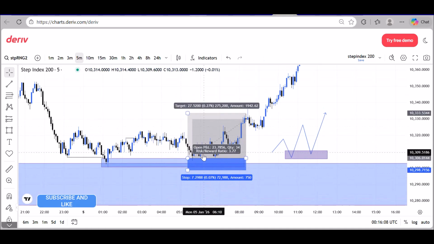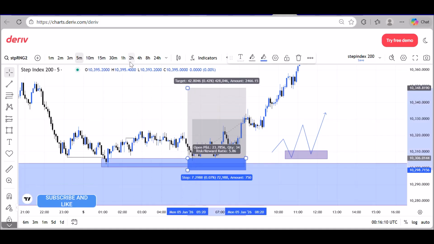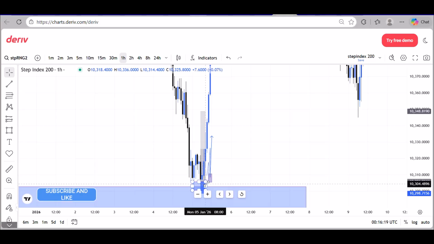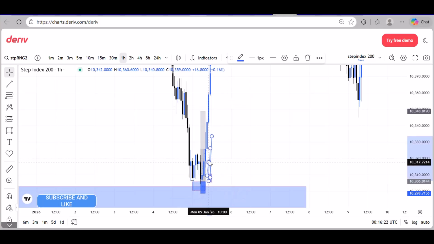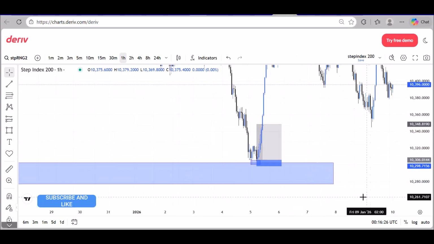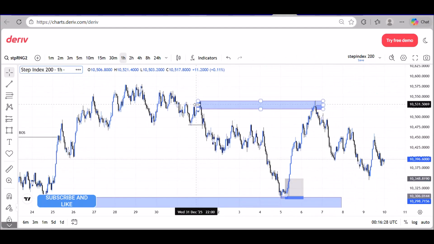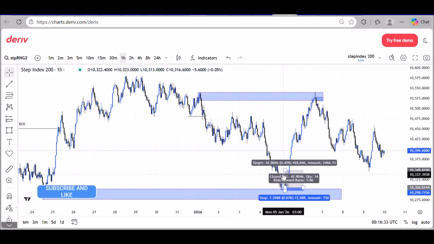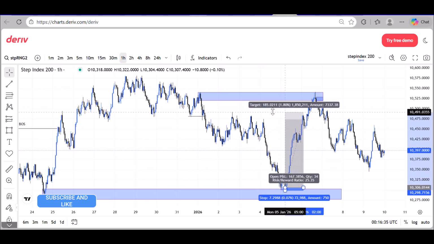So price came in, tapped into our zone, and it went up. Now where would we have marked our take profits? Let me take this out. For our take profit, remember we saw a supply zone here, meaning price is likely going to tap into this supply zone in the future and then sell. So this was our exit point. This would have been a perfect exit point to exit the trade.